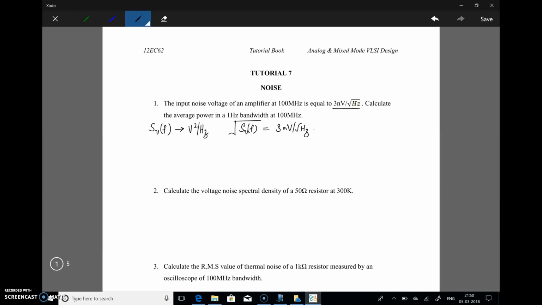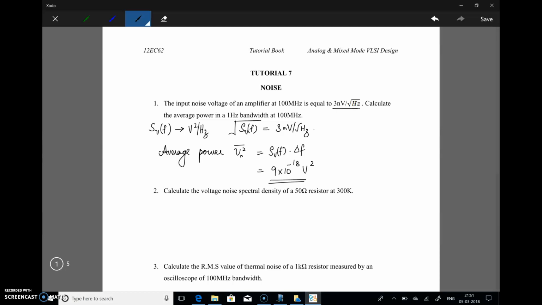Now the question is to find the average power in a 1 Hertz bandwidth at 100 MHz. So average power is nothing but Vn square bar, which is equal to SV of F into delta F, where delta F is 1 Hertz and SV of F is actually the square of this. So this is equal to 9 into 10 power minus 18 volt square. That is the answer.